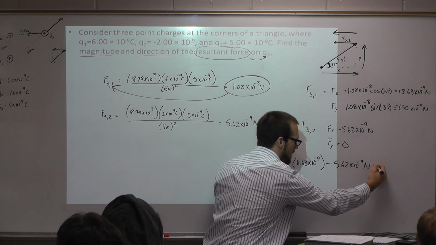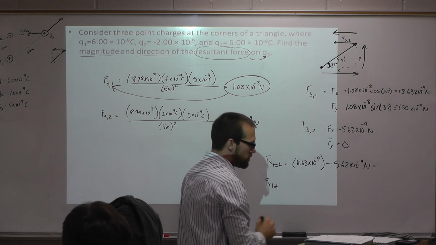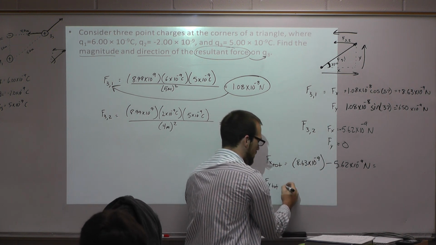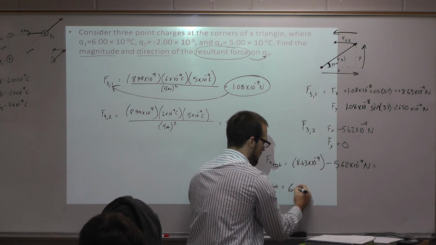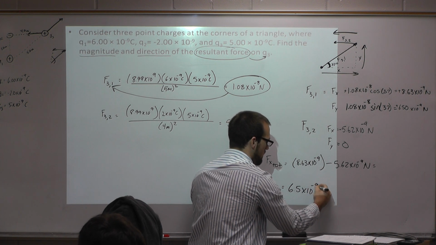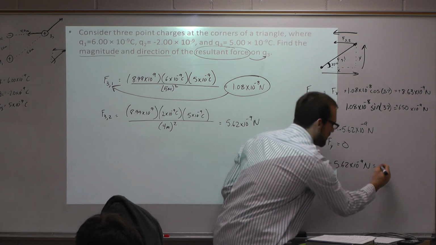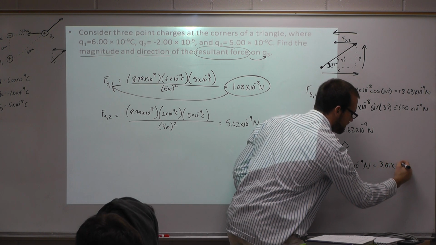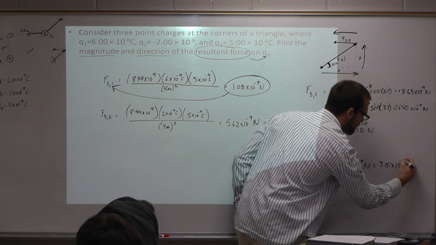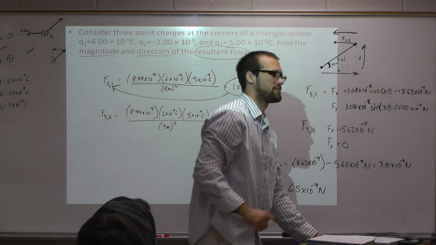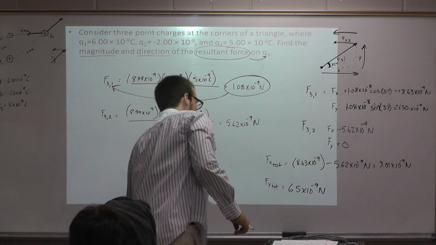I'm going to keep you a little long here. Your Fy is only one number because there's only one y component. When you solve this, you get 3.01. All right, not done yet. Got two more things yet.